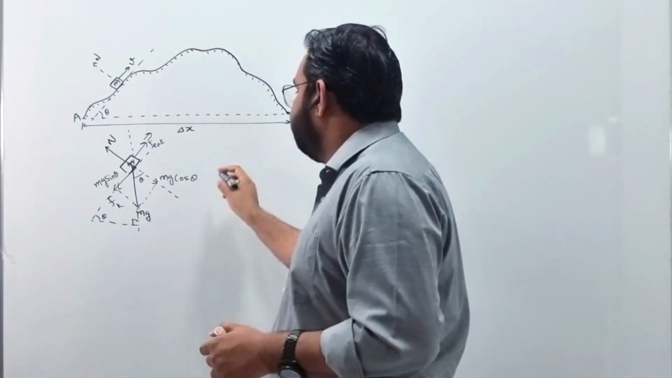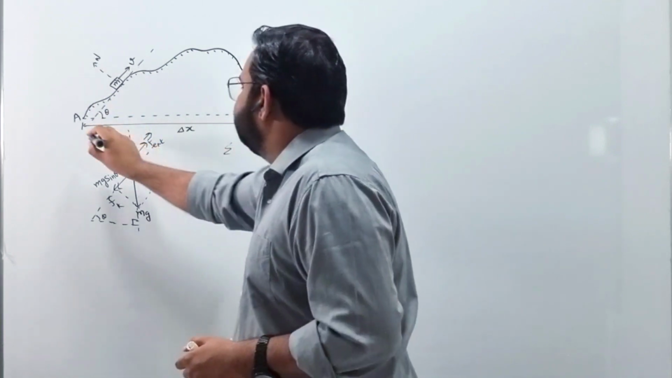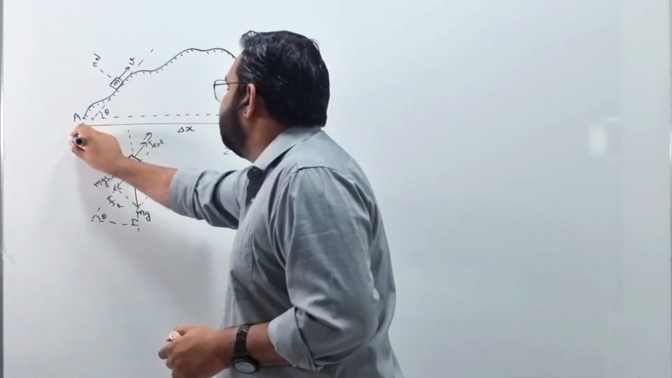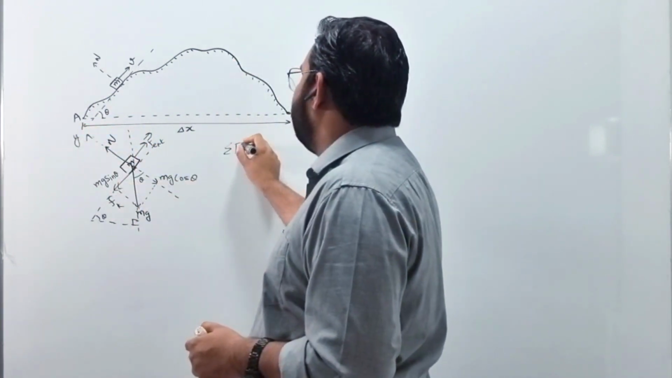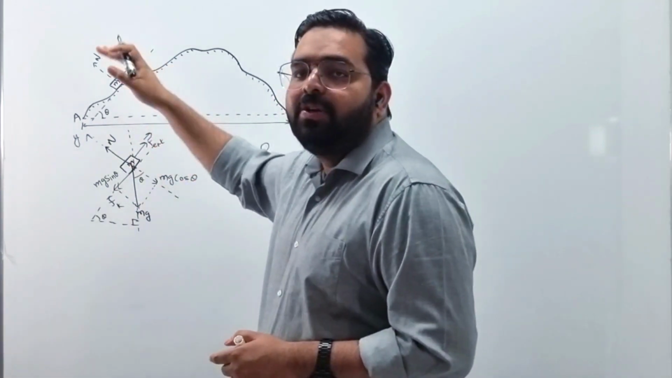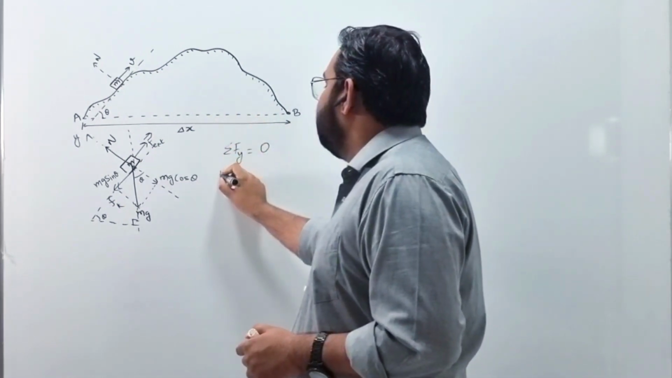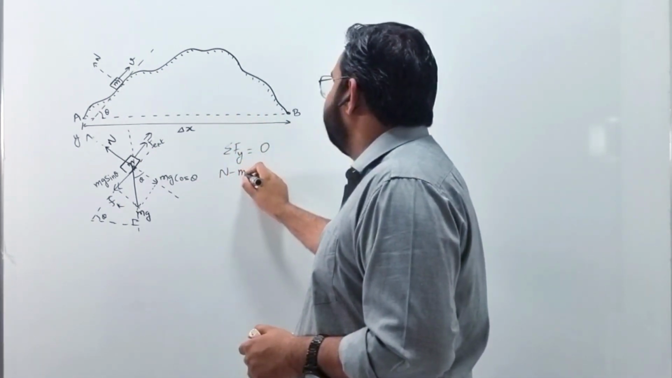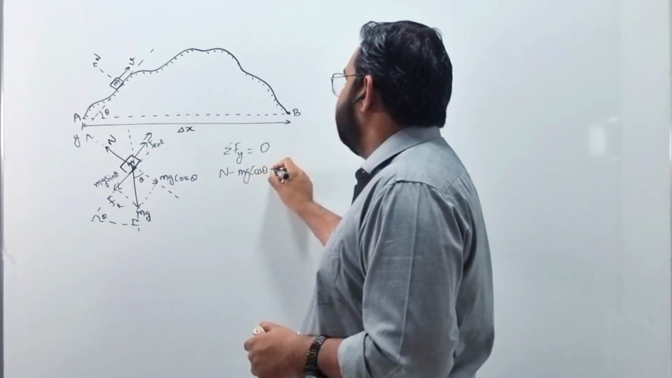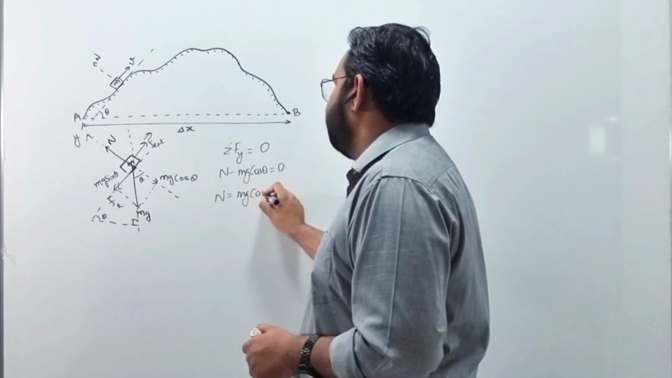So let's suppose this direction is the y-axis. We can say the summation of forces along the y-axis is 0. Why? Because again, there is no acceleration along the normal. Forces along the y-axis are the normal and mg cos theta, so N minus mg cos theta equals 0. N gives us mg cos theta.